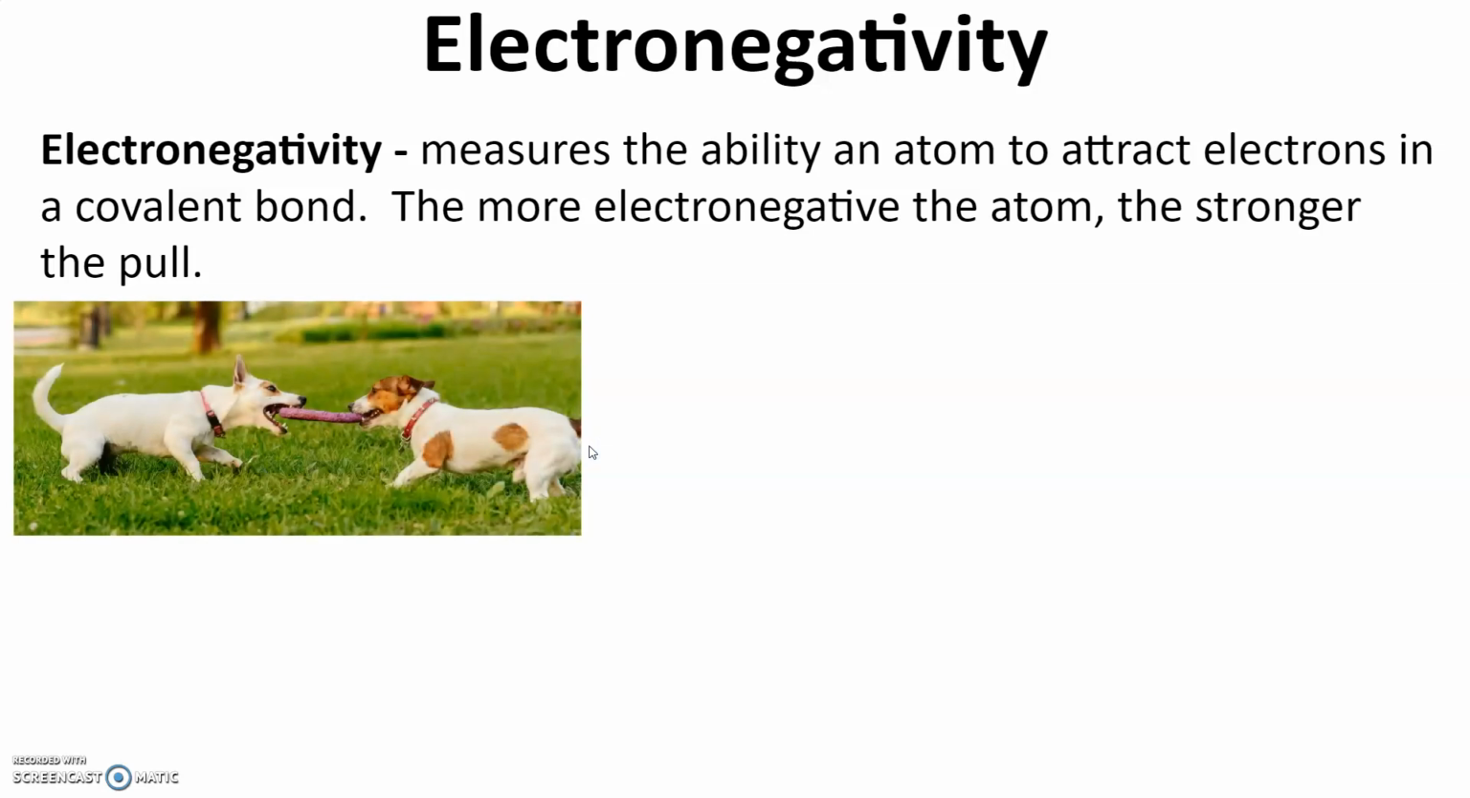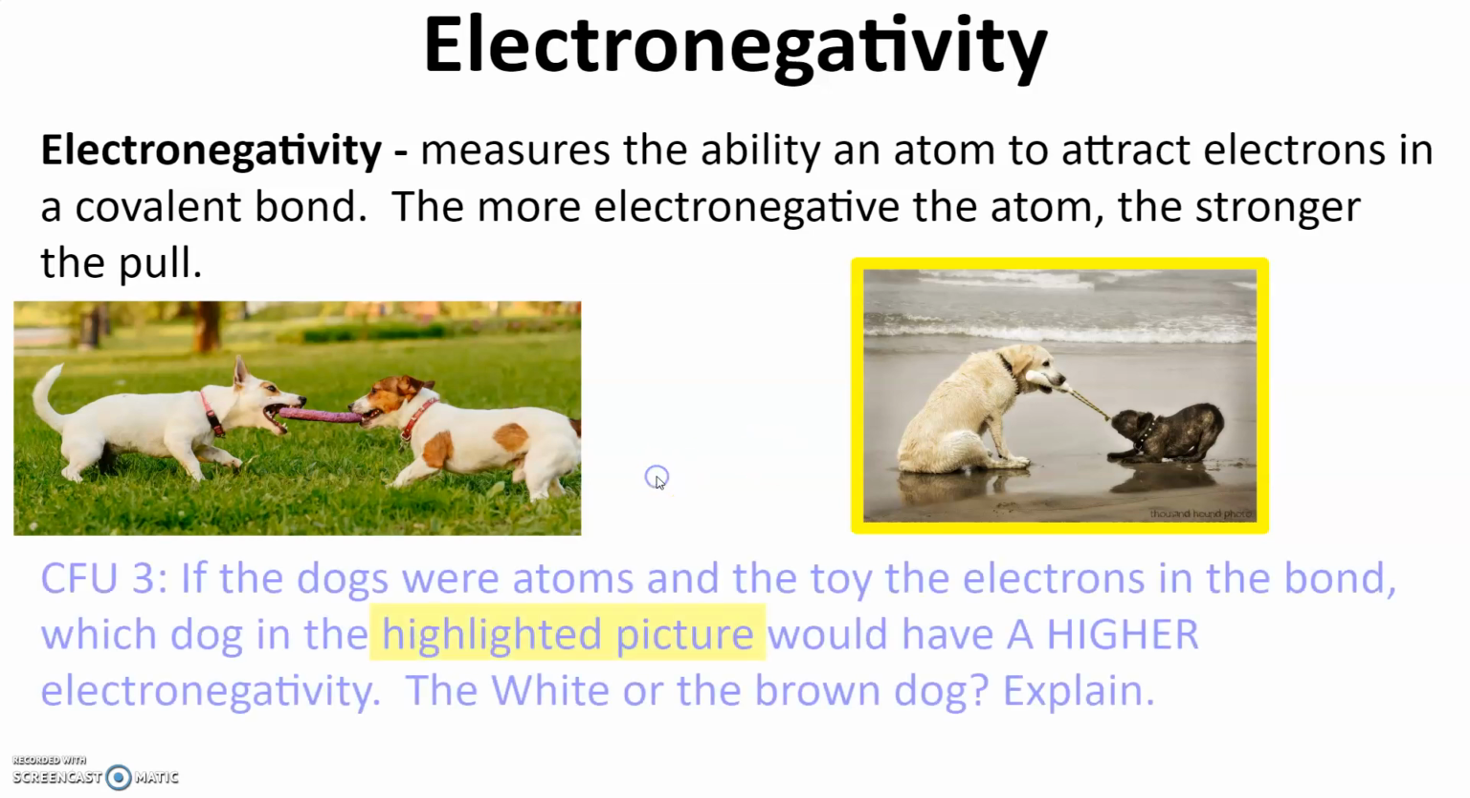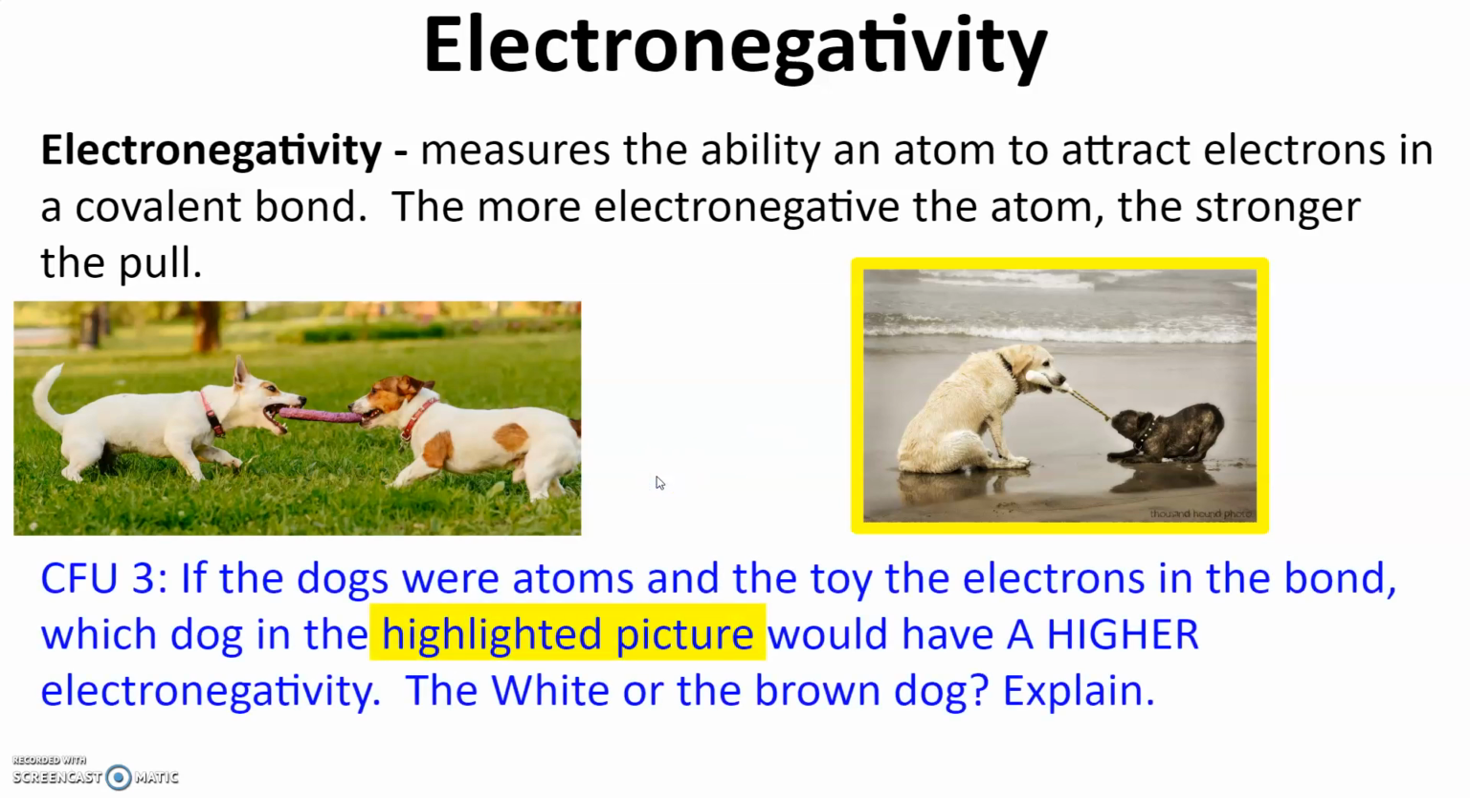And a good way to visualize that, think about two dogs playing sort of tug of war with a toy. So these two dogs are about the same size, so they're going to be pulling on it equally. They have about the same electronegativity. Whereas on the other hand, in this example, the two dogs are not the same size, and one dog is going to be pulling on it more. So let's see if we can use our definition of electronegativity for this highlighted picture here.